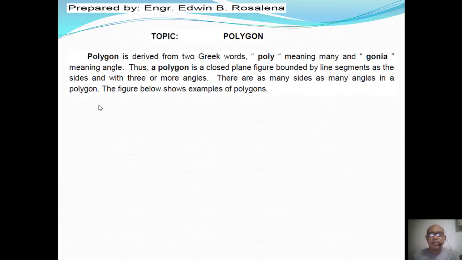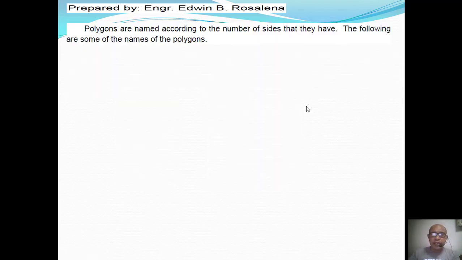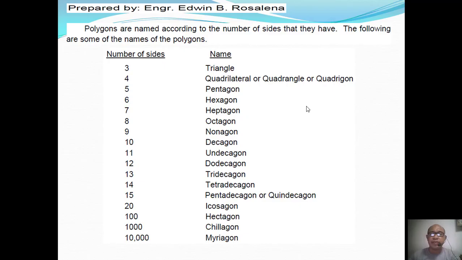A polygon can be irregular, wherein the lengths of the sides are unequal and not all the angles are equal. Then we have regular, in which all the sides are equal and all the angles are also equal. Polygons are named according to the number of sides that they have. The following names of polygons are listed below. We have that here.